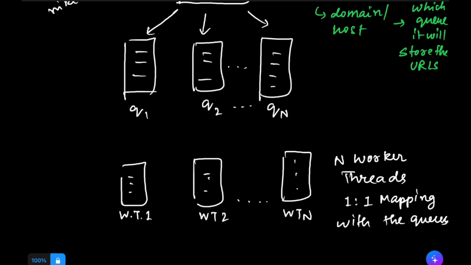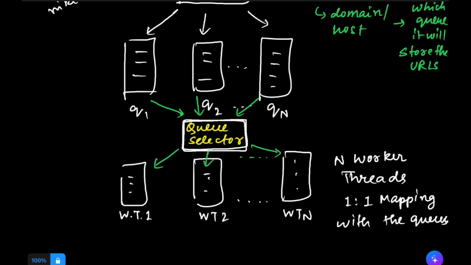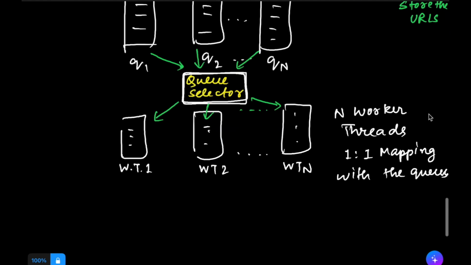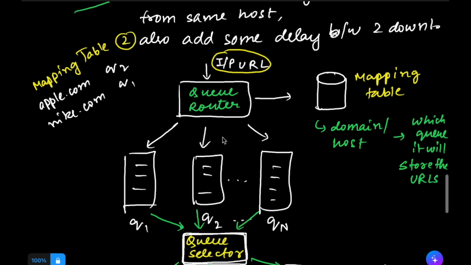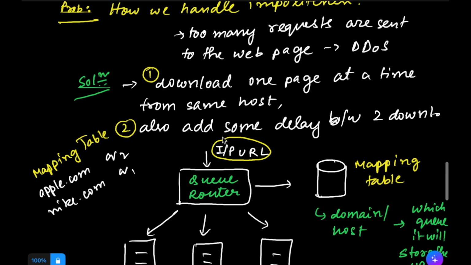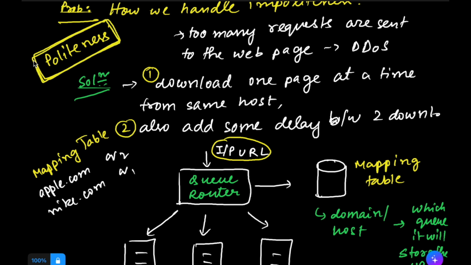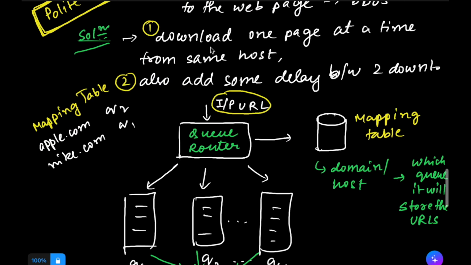For that, we have a queue selector. It randomly selects the URLs present in q1, q2 and all the other queues, and then maps those URLs to the corresponding worker thread to download the web pages. We also add some delay between two URLs of the same host, and in this way we handle the problem of impoliteness, or you can say this is politeness. This was our first problem which we encountered in web crawling, when the web crawler performs in parallel and a huge number of requests are sent to the same host in a short span of time. So this is one workaround for politeness.